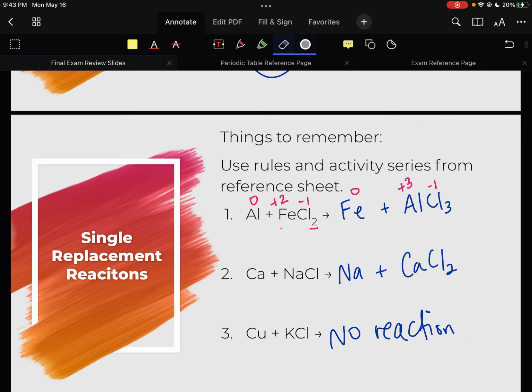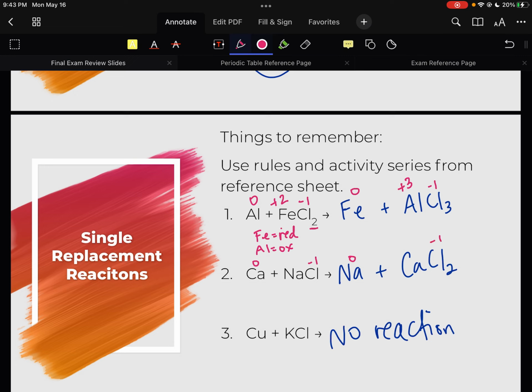So if I want to see what's oxidized and what's reduced, I can see that aluminum went from 0 up to +3, and iron went from +2 down to 0. So my iron is reduced, and aluminum is oxidized. Chlorine is again one of those spectator ions. Nothing's happening, it's not changing.